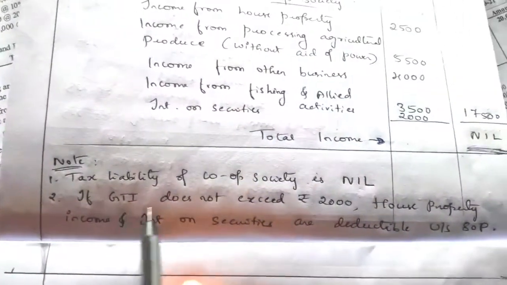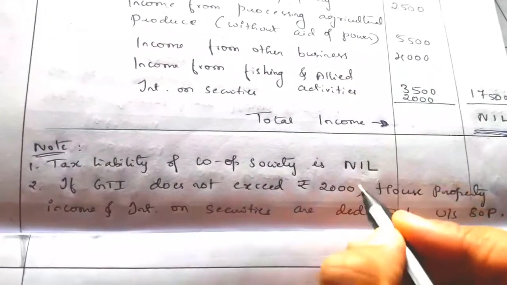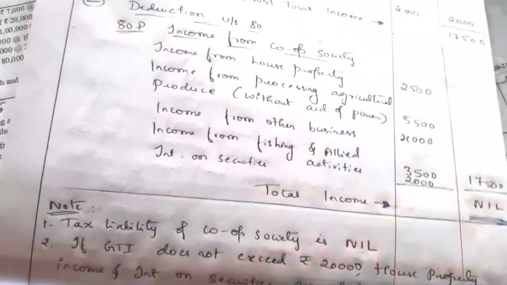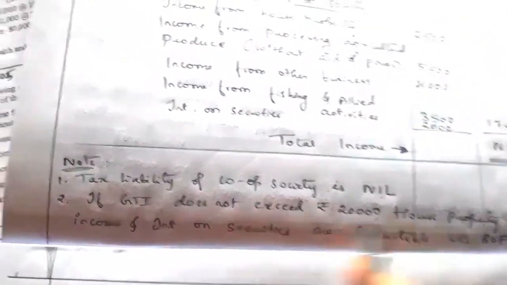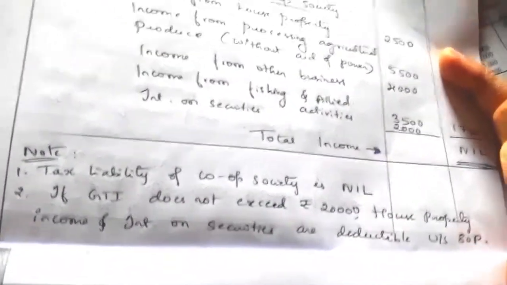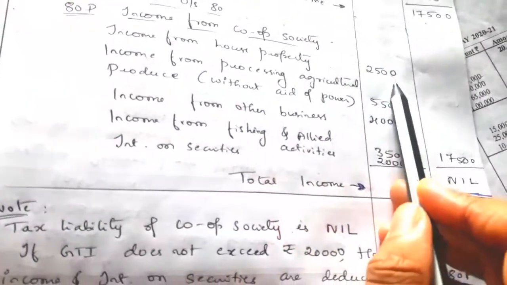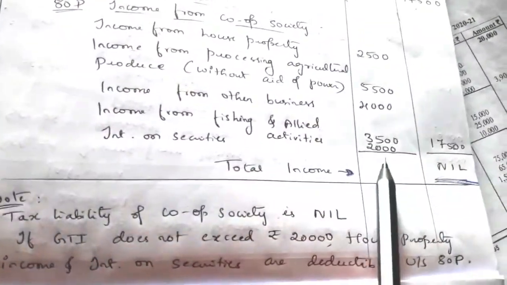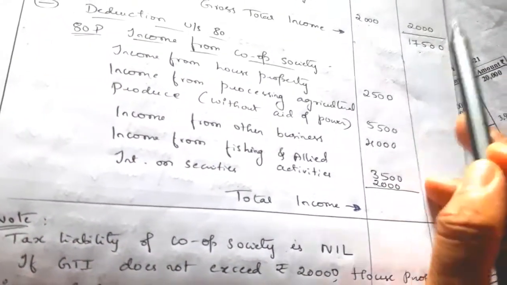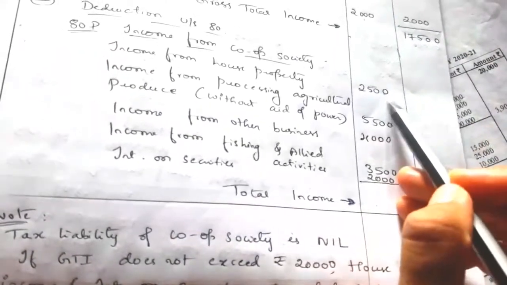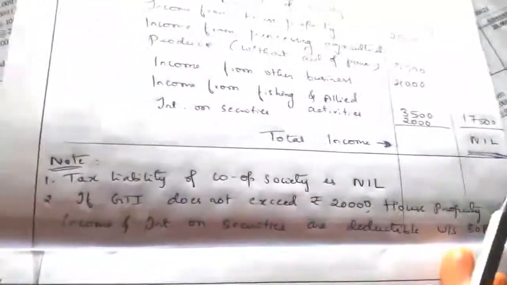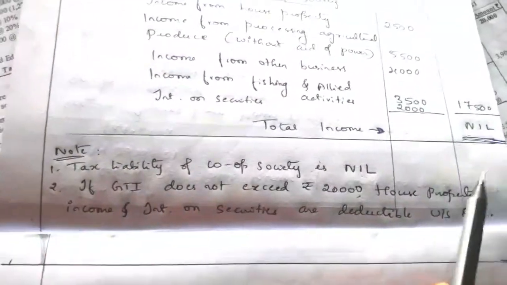One more note: if GTI does not exceed 20,000, as here where GTI is less than 20,000, then house property income and interest on securities are deductible under section 80P. So here we have taken property income 2,500 and interest on securities 2,000 mainly because GTI is less than 20,000. Otherwise, if GTI is more than 20,000, we can't claim property income and interest on securities under section 80P. Understood? So here the total income is nil, so the tax liability is also nil.